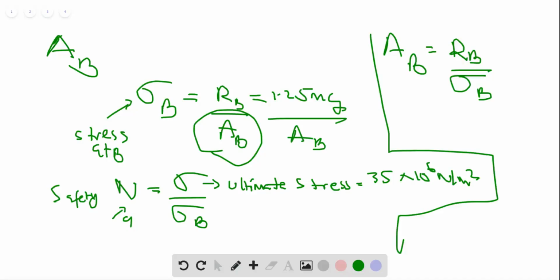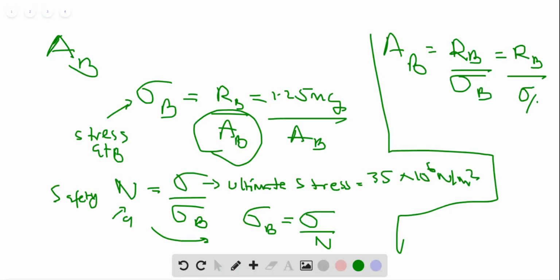But then if you look at this problem right here, from this part, we could say that the stress at B is the ultimate stress over the safety factor. So this is the reaction at B over the ultimate stress with the safety factor. So the area at B is equivalent to the safety factor times the reaction at B over the ultimate stress. So that's the formula we're going to be using, and we can jump onto the next page.